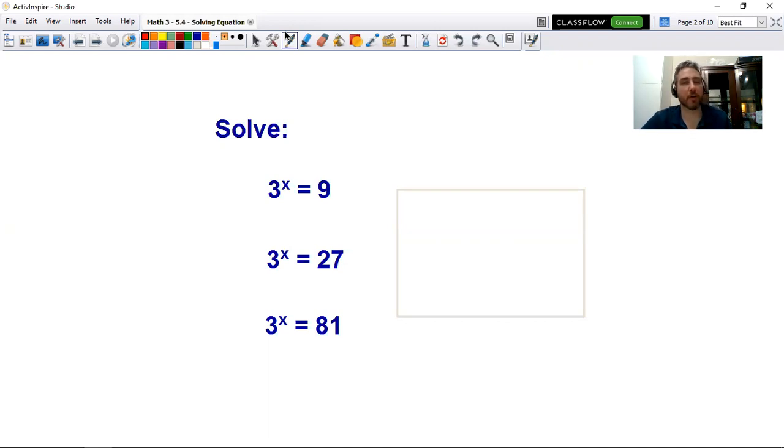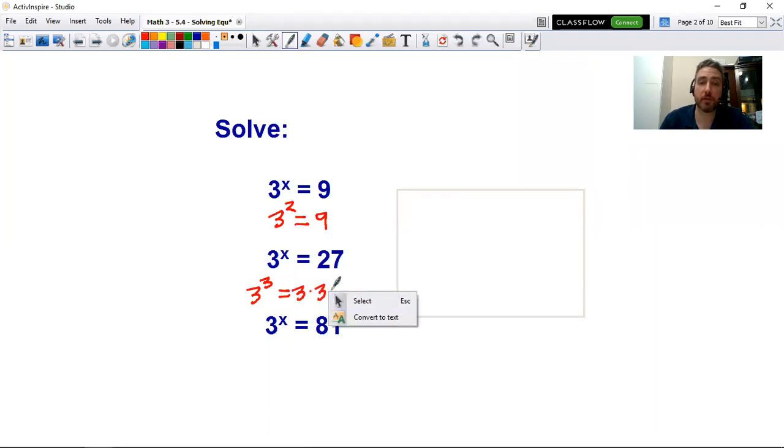Hopefully you've gotten these 3 figured out. 3 to the second power, 3 squared, is equal to 9. You probably knew that one, so that was pretty simple. 3 to the third power, which is 3 times 3 times 3, is equal to 27. And you probably figured out that 3 to the fourth power is 81 just by thinking about what happens when you multiply 27 by 3. But if you had to use a calculator, that's fine.